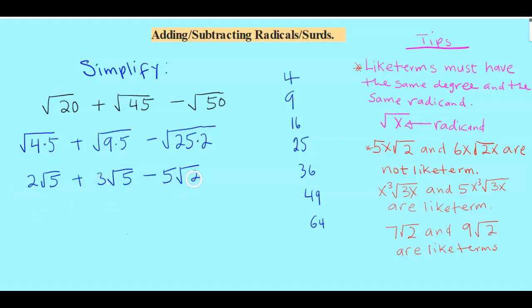This one has a radical of 2, so it's not a like term to this. So we combine these two here, and we get 5 root 5 minus 5 root 2. We cannot combine this, so we leave this as the simplified form, and we are done.